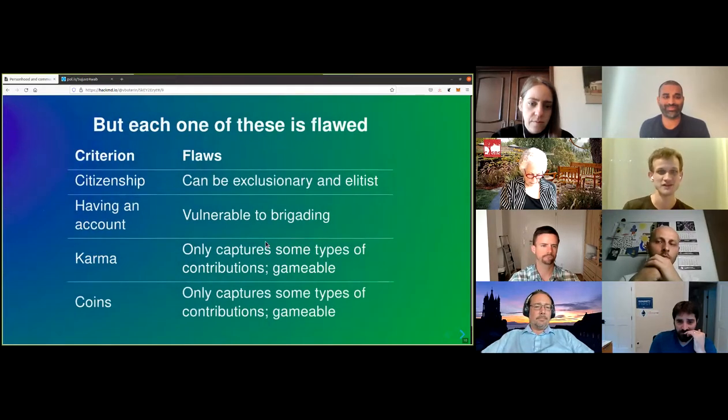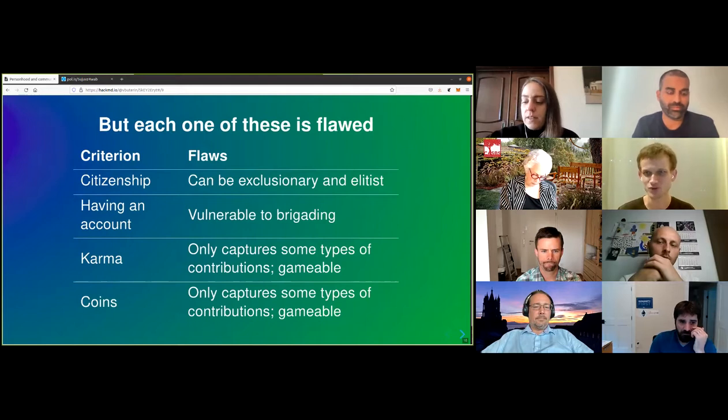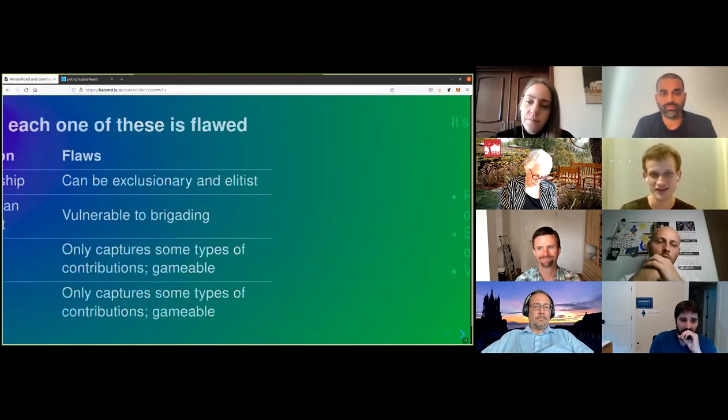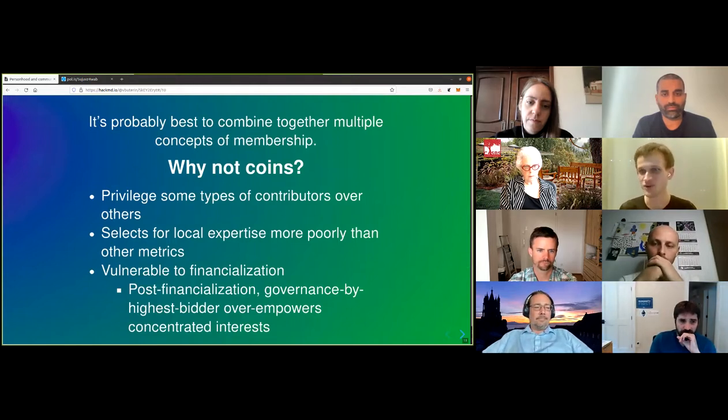So for example, if you have karma on an internet forum, that actually usually means that you spent a lot of time and effort putting yourself into that particular community. And as a byproduct, you know what you're talking about within the context of that community. Coins, it does mean you made a commitment. If you threw $1 million into Bitcoin, then you really like Bitcoin. But throwing $1 million into Bitcoin is not proof that you know a lot about Bitcoin. And also it's vulnerable to financialization.